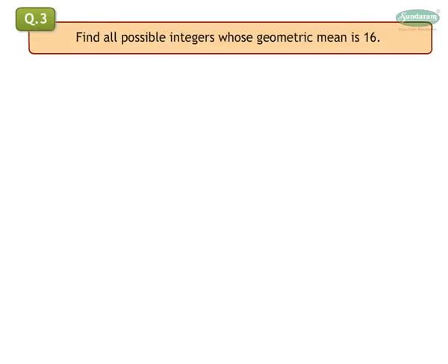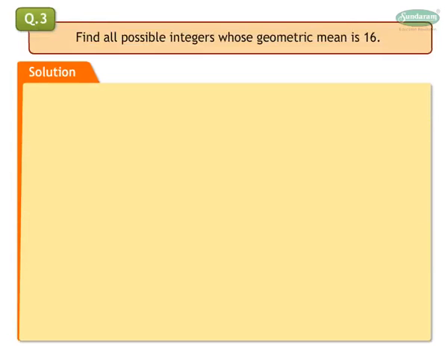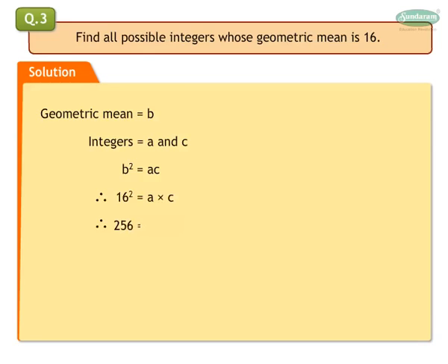Question 3. Find all possible integers whose geometric mean is 16. Solution. Let the geometric mean be b and the integers be a and c. Hence, b square is equal to a into c. Therefore, 16 square is equal to a into c. That is, 256 is equal to a into c.